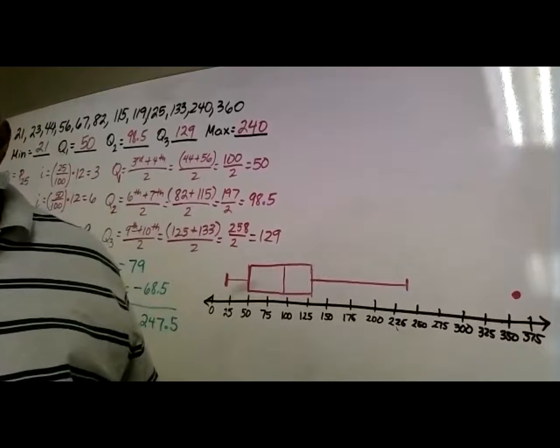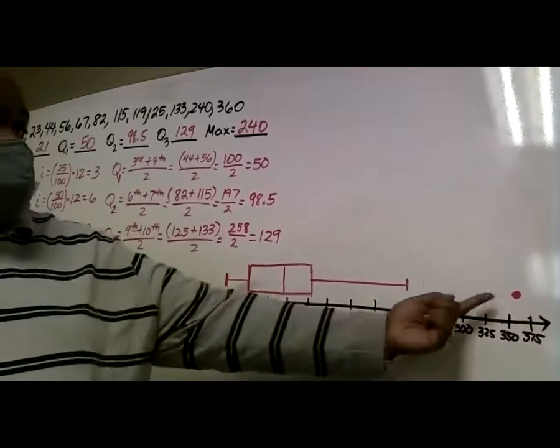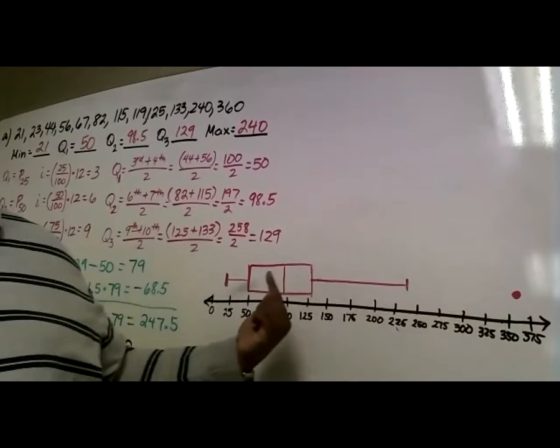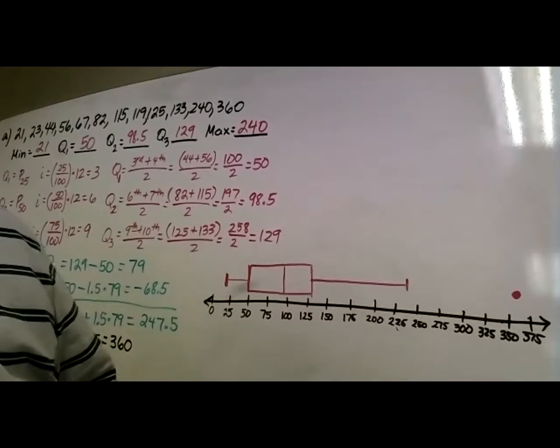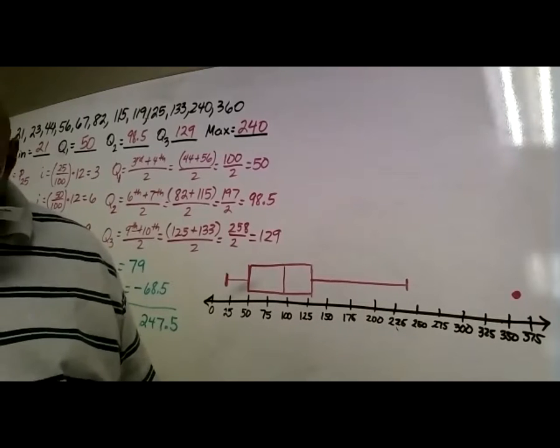Do you mark dots for all outliers, or is it just the most extreme? If you have multiple outliers, do you mark them all? Yes, you mark them all with dots. Any other questions?